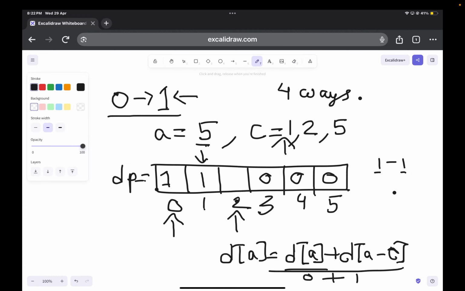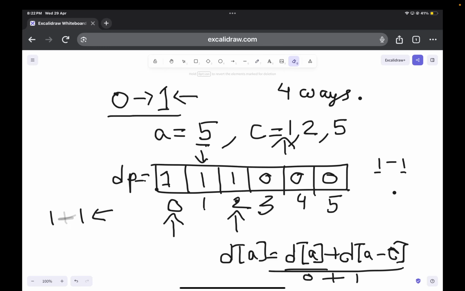Because if I am asking you 2 rupees and you are just having 1 rupee coins, how many ways are there? Only one way is there. That is, you will give two 1 rupee coins. Only one way is there. Are you understanding? Yes, sir. Okay. Now tell me for 3.